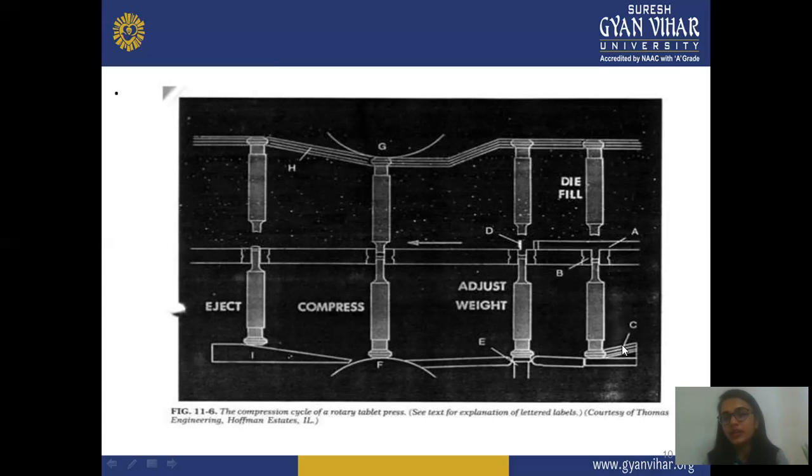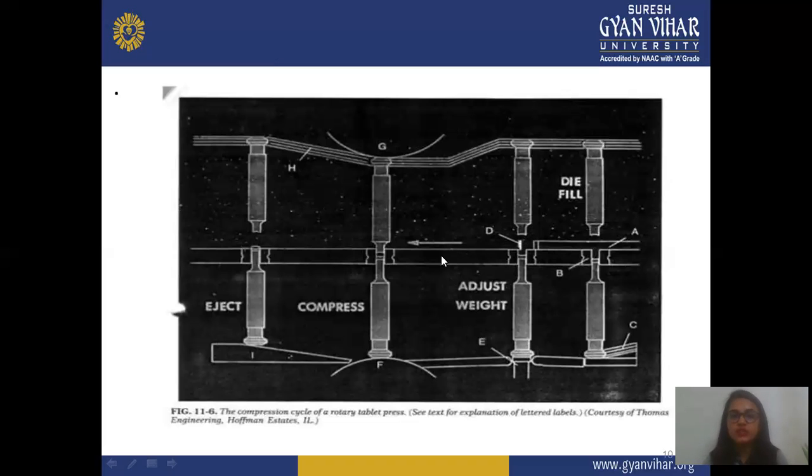And after this C part, it goes to the E part, not the D part, where weight adjustment takes place. If there is more weight, then in the next step it removes the excess material, or if there is less weight in this E part, then you can add more granules. So this E part is mainly for weight adjustment, and after this the D part takes place if more material is present in the die and punches. So this excessive material gets removed and the tablet gets compressed.